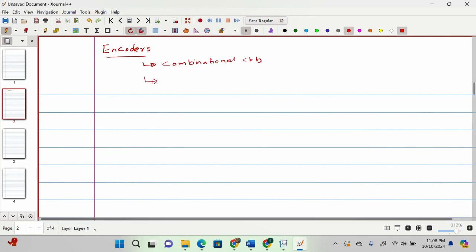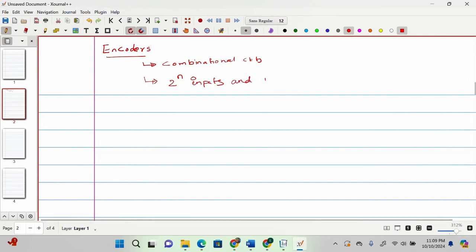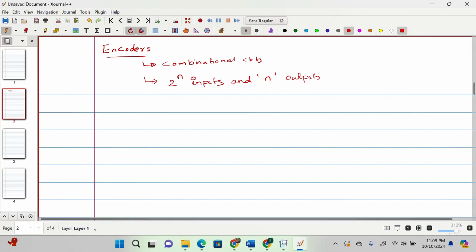Then, in the encoder, how many inputs and how many outputs are there? That is also very important. In the encoder we give 2^n inputs and get n outputs. That means whatever n we choose, the same comes out as the output. So in the encoder, we give 2^n inputs and we get n outputs. And it is a combinational circuit.